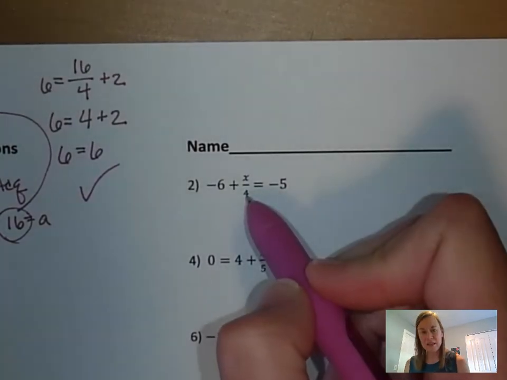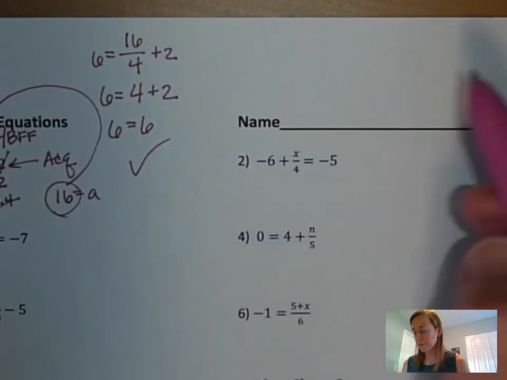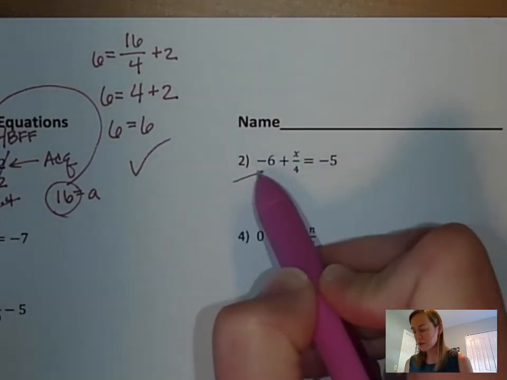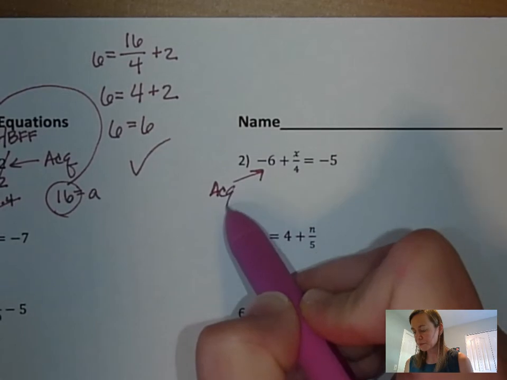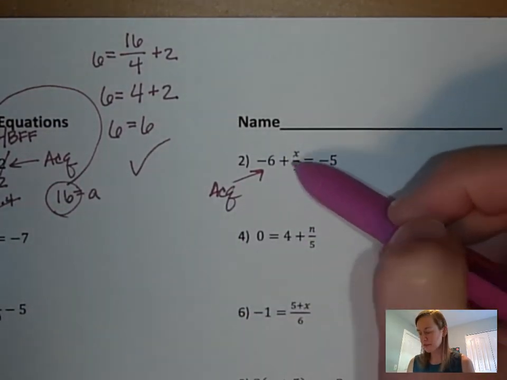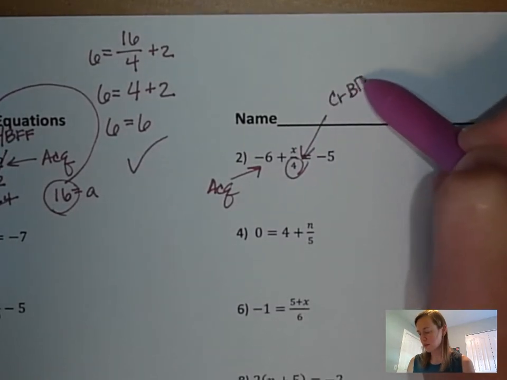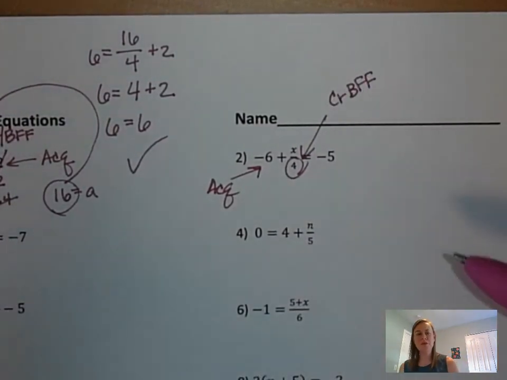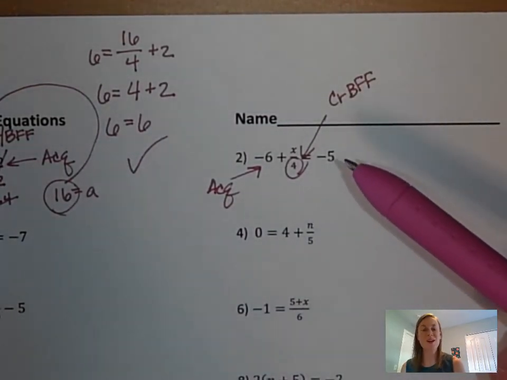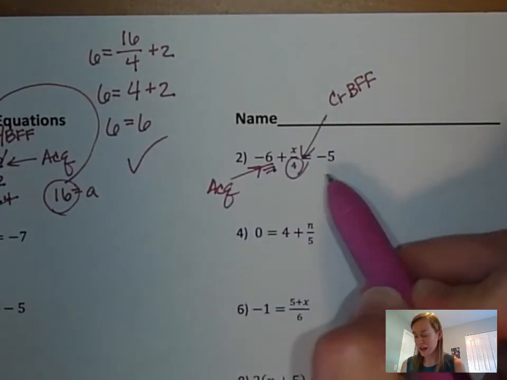Let's look at this. I'm not going to solve this one, but I want to point out who our partygoers are. First of all, 6 is not stuck to the x, so negative 6 has to be an acquaintance. But what about over here? You've got that 4 right underneath the x. That is going to be our creeper best friend. So who goes home first? Acquaintance or creeper best friend? That's right. Acquaintance goes home first. So get rid of this guy and then get rid of this guy.